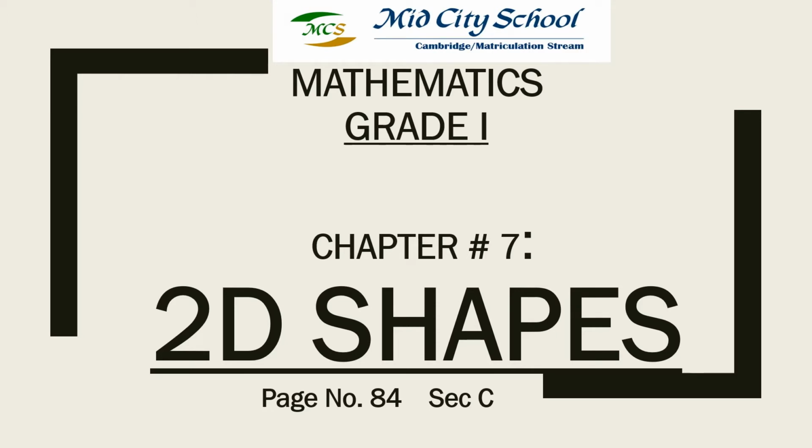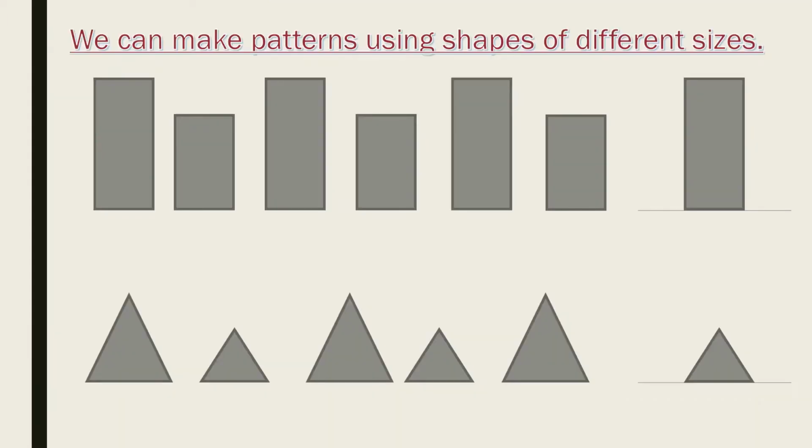Today is our lecture number 8, in which we'll continue with our previous chapter, which is 2D shapes. So please open page number 84 of your book, which is section C of the given chapter 2D shapes. We are already done with the previous two sections, section A and section B. So today we learn section C and section D of this.